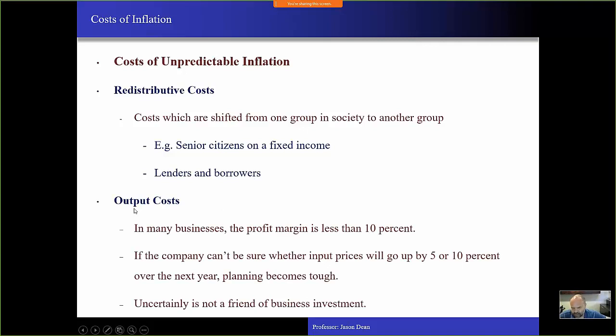Also, in terms of output costs, many businesses have a profit margin of less than 10%. So if the company can't be sure whether input prices are going to go up by 5 or 10% over the next year, that makes planning really tough. Bottom line, inflation, and especially if it's unpredictable, creates uncertainty, and uncertainty is not a good friend of business, and so that could reduce economic activity.